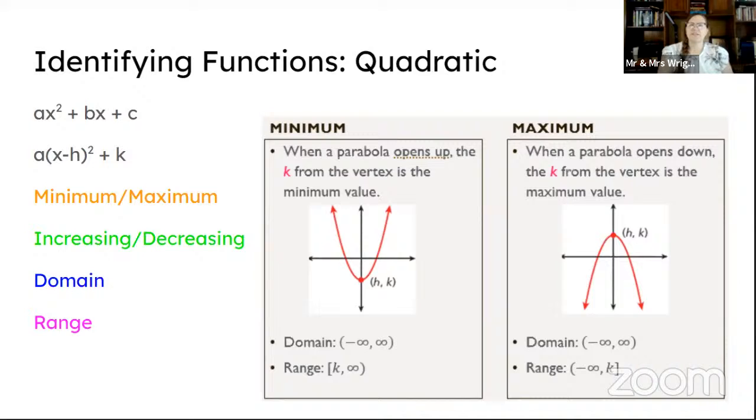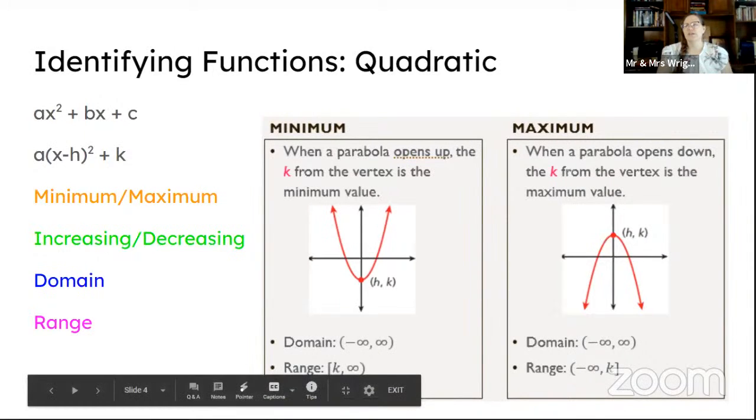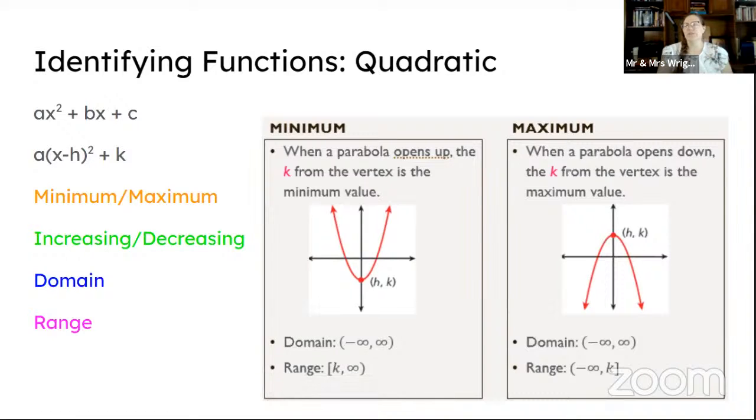Increasing and decreasing: you need to be able to identify that this is both decreasing and increasing. The interval of increase is from h to infinity. The interval of decreasing is from negative infinity to h. And then that just flip-flops on this one. The interval of increasing is from negative infinity to h, and the interval of decreasing is from h to infinity.